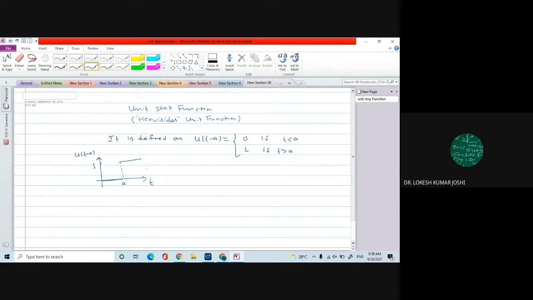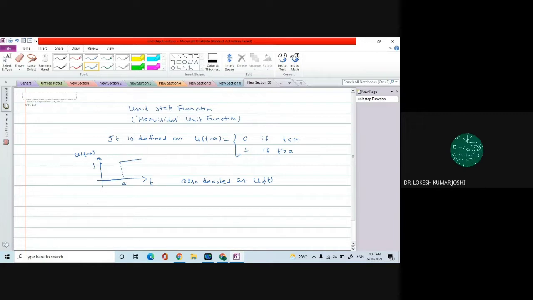It is also denoted as u_a(t), and this function was defined by an electrical engineer, Oliver Heaviside. That's why we call this function the Heaviside unit function.